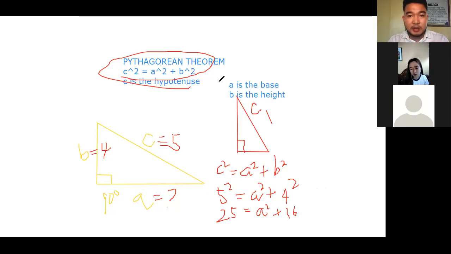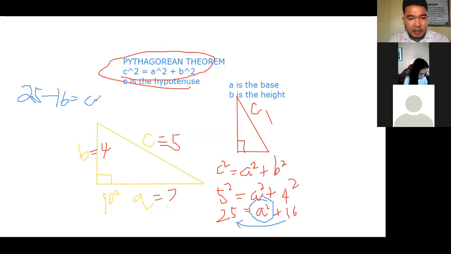And then since we are solving for A squared, yan ang hinahanap natin, dapat yan lang ang matira dito sa side na to. So what we are going to do is to transpose 16 from right to left. So ano nang mangyayari dyan? 25, originally 25, and then yung 16, pag nilipat natin, dahil positive 16 yon, magiging minus 16 is equal to A squared. And then 25 minus 16 is equal to 9 equals A squared. And then para mawala yung square ni A, we square root both sides of the equation. So A now is equal to the square root of 9.